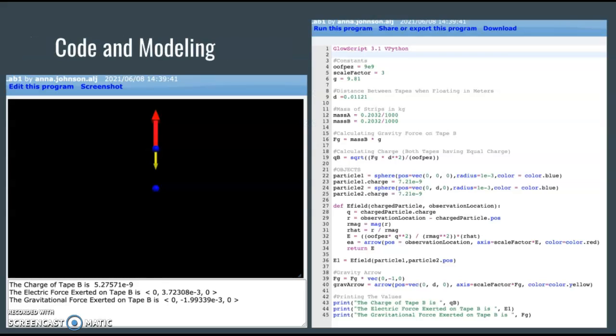And then this is my GlowScript code and modeling. The blue spheres represent the tapes as individual point charges, and the yellow arrow is the gravitational force on the top tape, and the red arrow is the electric force exerted on the top tape by the bottom tape.